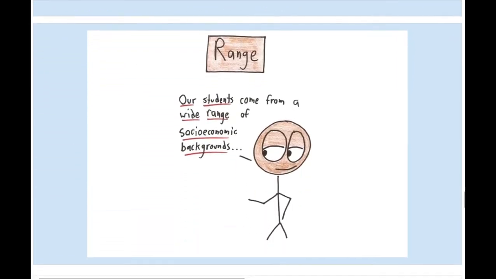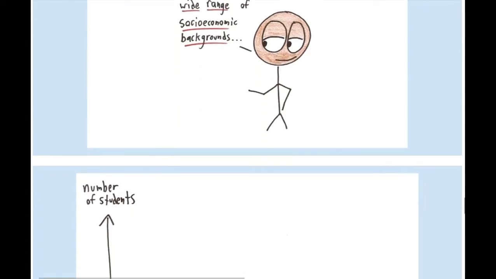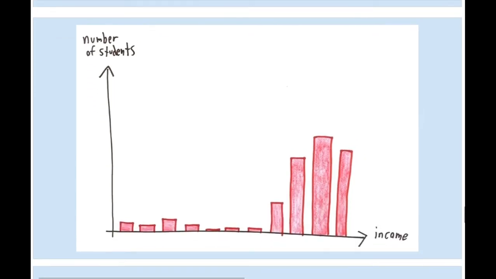So looking at range, again, range can be misleading as well. Our students come from a wide range of socioeconomic backgrounds. So basically all different income levels. Well, when we look at the number of students and the actual range of values, there is a large range of values from very small to very high. However, we can see that the majority are in what is considered the high income area. So again, the range can be misleading too.